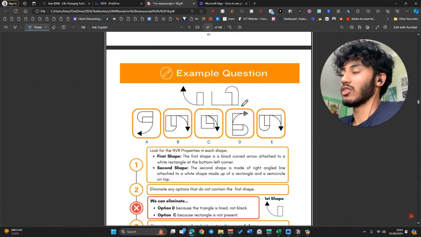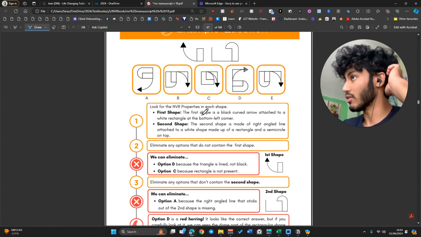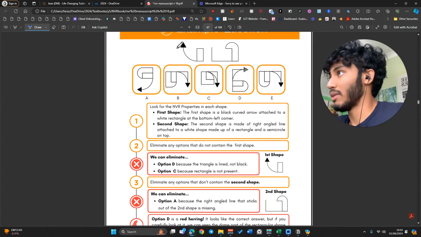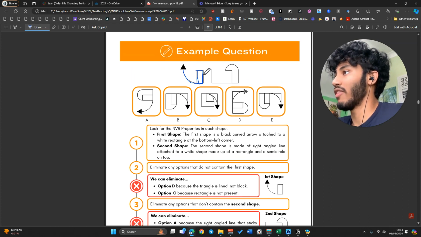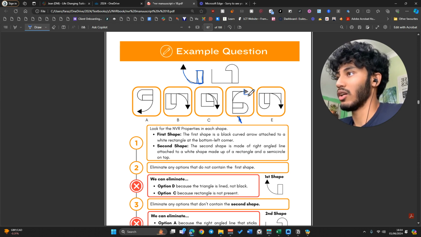And here is an actual example question, so this would probably help you guys visualize it a bit better. Same idea here. You can see this is joined on to the square, right? So as we did above, we want to look for this first in one of the options. We want to make sure that this is actually in there. Already we can cancel out D because it hasn't got the triangle, hasn't got the right color of the triangle.